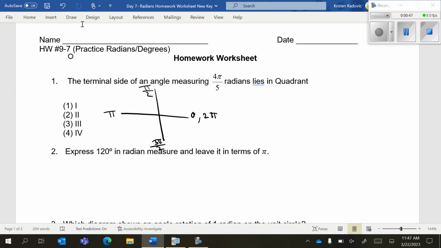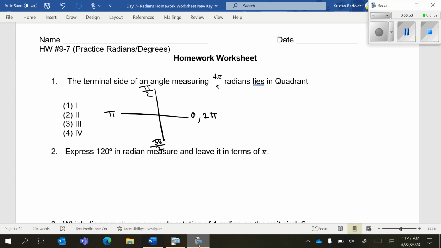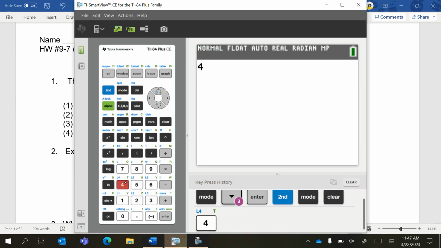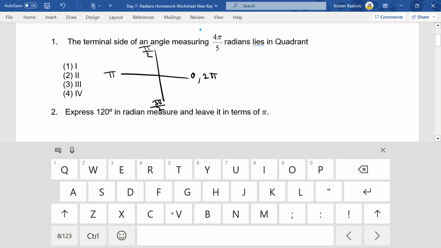Now, your goal is to figure out where 4 pi over 5 fits in. And if I were you, I would think about 4/5. So if you use your calculator, 4/5 is 0.8. So we really have 0.8 pi radians. Now, 0.8 is less than 1 pi, and 0.8 pi is more than a half pi, because pi over 2 is just half of pi. So because 0.8 is in between a half and 1, you have to be in the second quadrant.